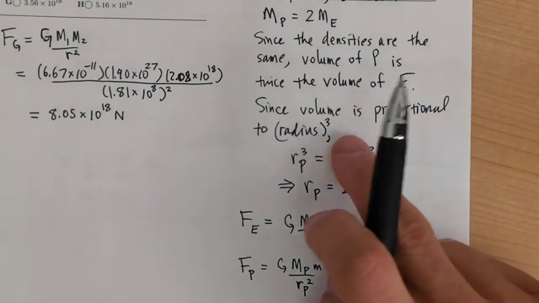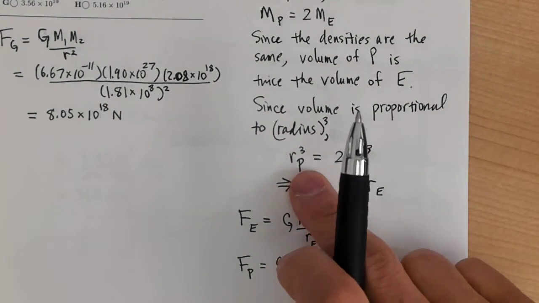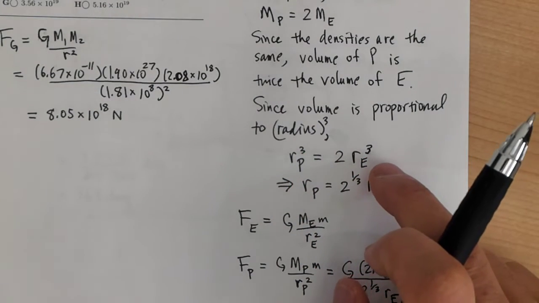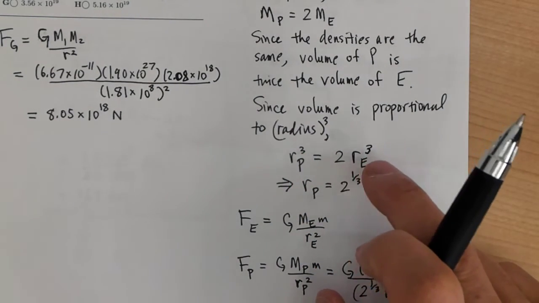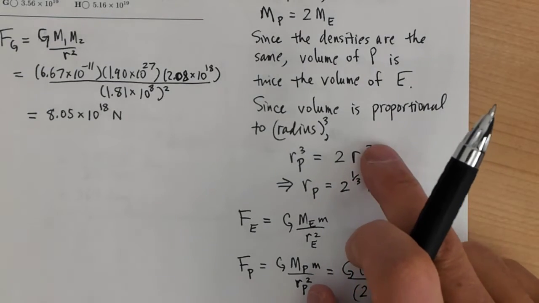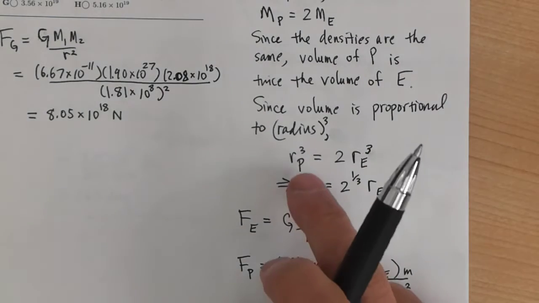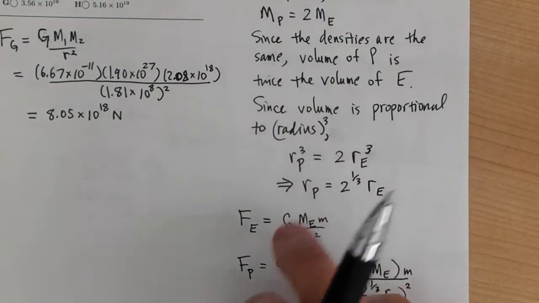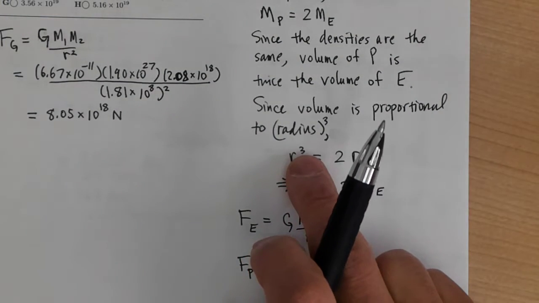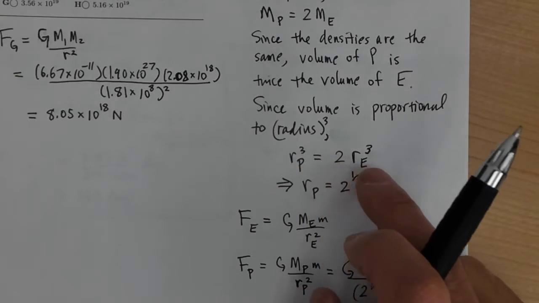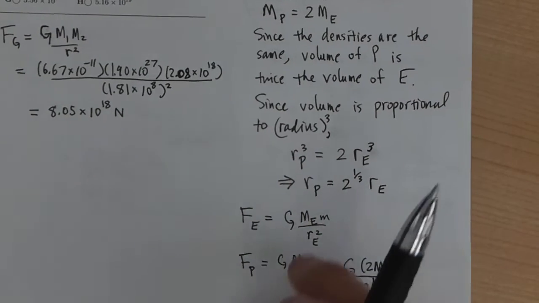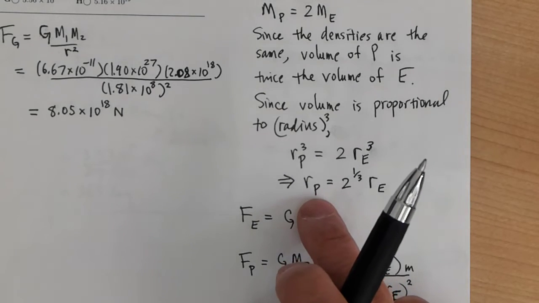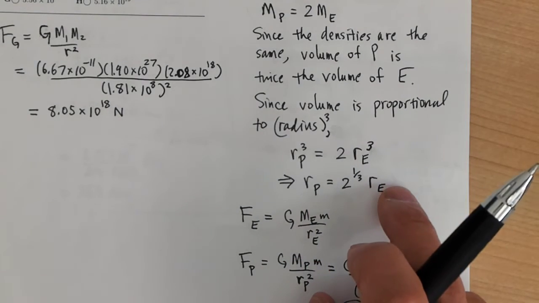Okay, since volume is proportional to the radius to the third power, that means Rp cubed, which is proportional to volume, is equal to, because it's twice the volume of that on Earth, 2 times RE cubed. Because Vp is equal to 2VE, that means Rp to the third power is equal to 2RE to the third power. Now we can solve by taking the cube root of both sides. We get Rp is 2 to the 1/3 power times RE.